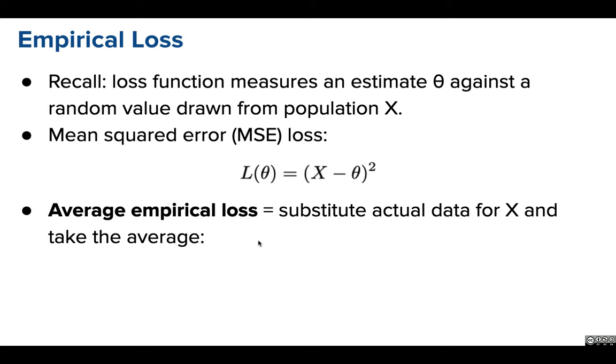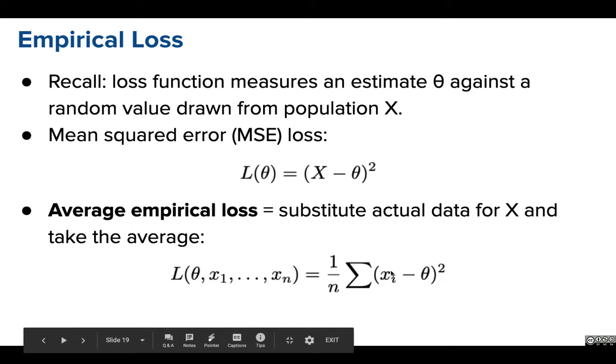Now this loss here depends on x, which is a value from the population. But as with the risk, there's an empirical version of the loss, which we call the average empirical loss, where instead of the capital X here, we substitute in our actual data points, and we take the average loss over all the data points.